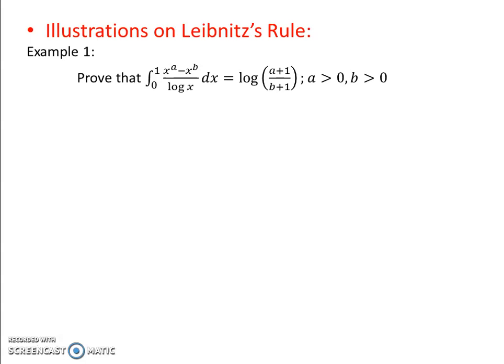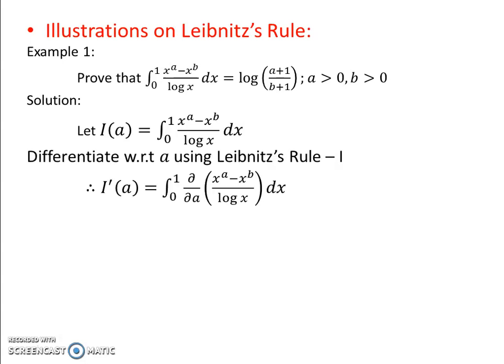Suppose we consider a as a parameter and let I of a equal integration 0 to 1 of (x raised to a minus x raised to b) upon log x dx. So we will differentiate this using the rule of Leibniz. If you observe, the limits are 0 to 1, which means both the limits are constants. So we have to use Leibniz rule number 1, differentiating I of a with respect to a.